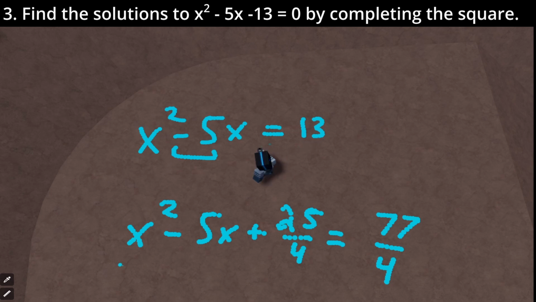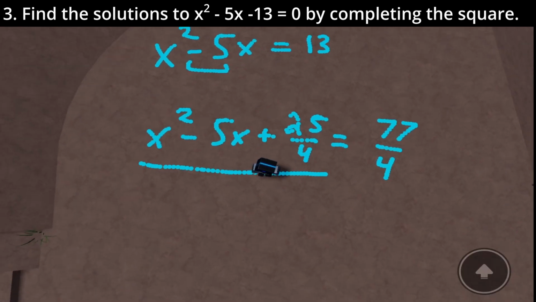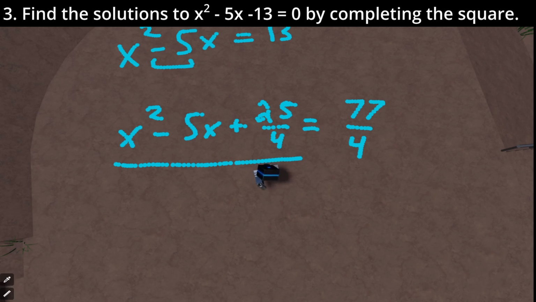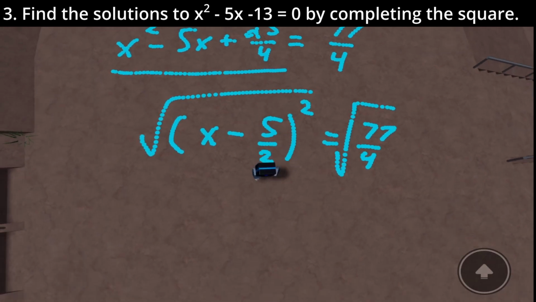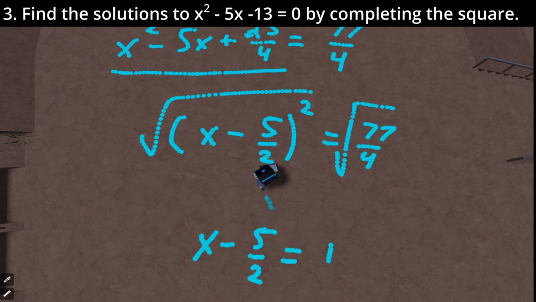Now let's factor all this stuff on the left-hand side here. x squared minus 5x plus 25 over 4 factors as x minus 5 over 2 squared. Once again, the trick to get this number is just take the middle coefficient of minus 5 and divide by 2. And then this whole thing is equal to 77 over 4. From here, just take a square root. So we're going to have x minus 5 halves, because the square and the square root cancel, is equal to plus or minus the square root of 77 over 4.